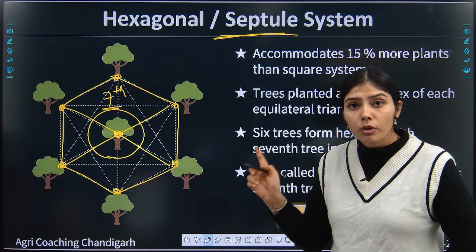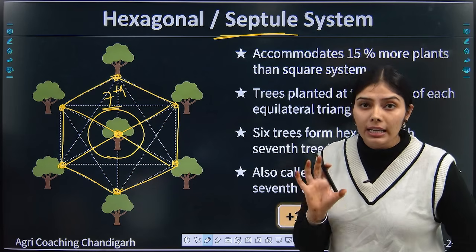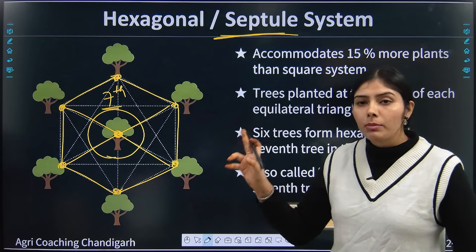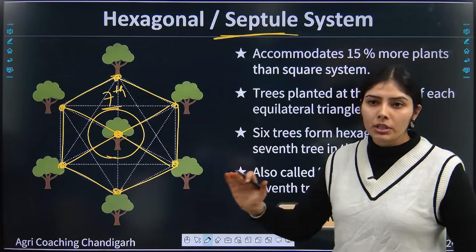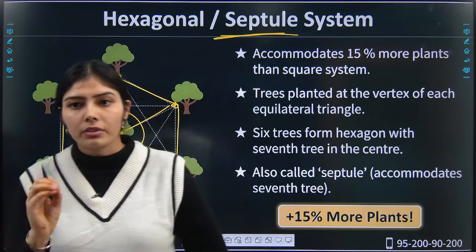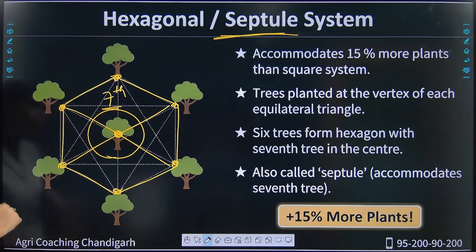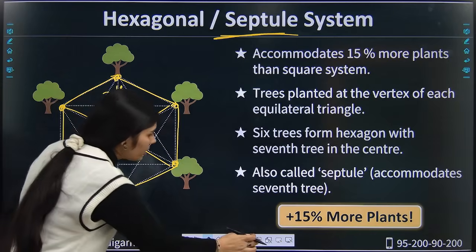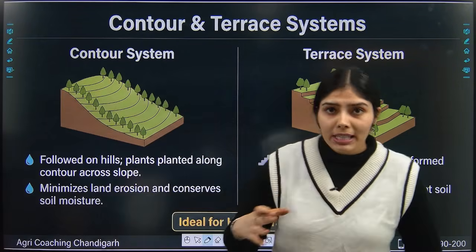that for this system to be followed, the land should be completely fertile. If we have highly fertile land, then only this method will be beneficial, because plants are planted very closely and they can compete with each other. So to avoid that competition, soil should be highly fertile. Hence it is also known as septule, and it will accommodate 15% more plants as compared to the square system. Now these were the systems which we see in the plains areas.